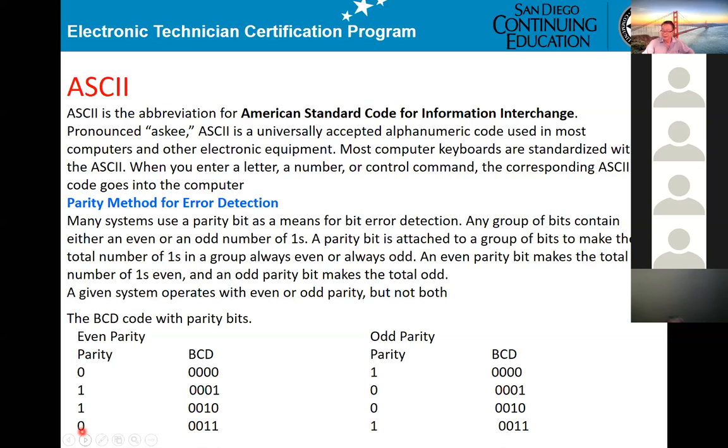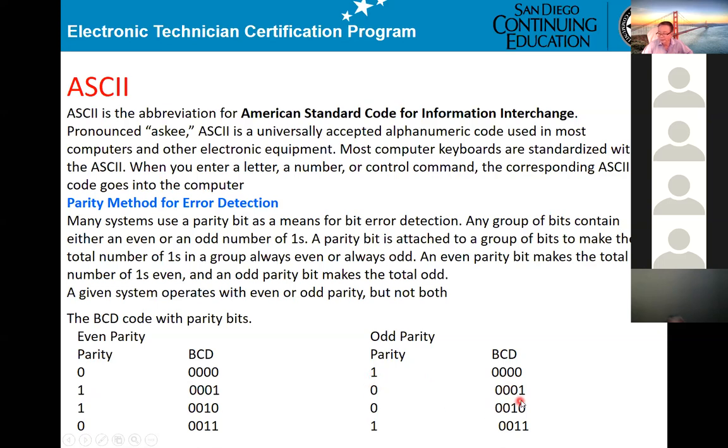Now, odd parity. The first one, you get only 0s here, so it's even. They don't have any number 1. They want odd, so the parity bit must be 1 to make it odd.